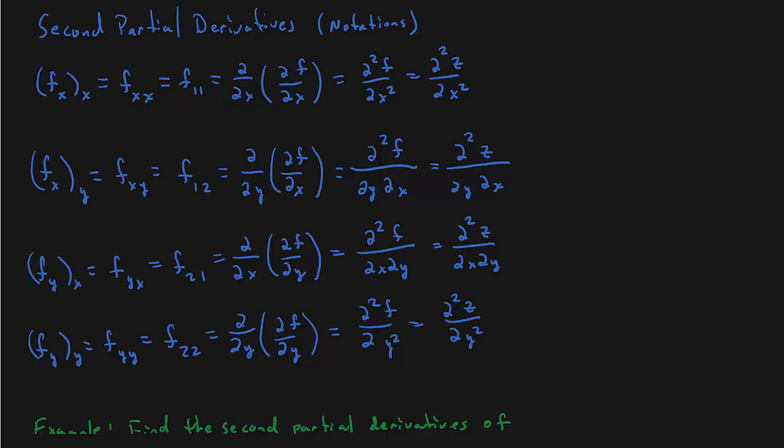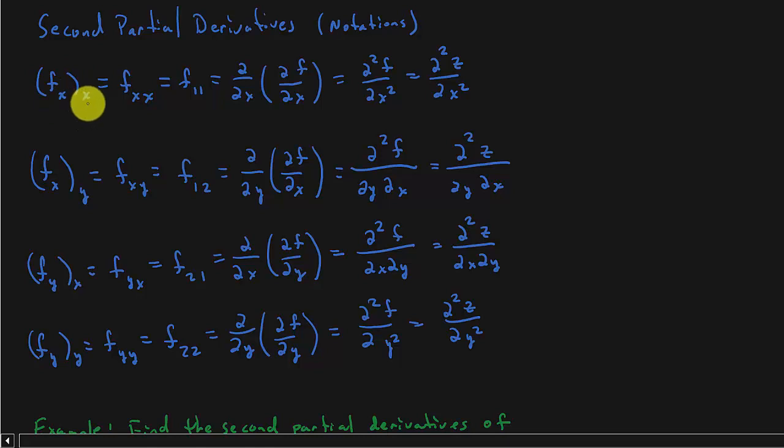And here's some notation. So we've got this partial fxx, f11, and then you've got the second partial of f with respect to x, or second partial z with respect to x. Mainly we'll be using this one or these two. Okay. And then we can do the partial of x with respect to y. Here's the notation. Mostly we'll use this and this. The partial of f with respect to y and then x, we'll be using this notation and those two mostly. And then the second partial of f with respect to y, we'll be using that notation.